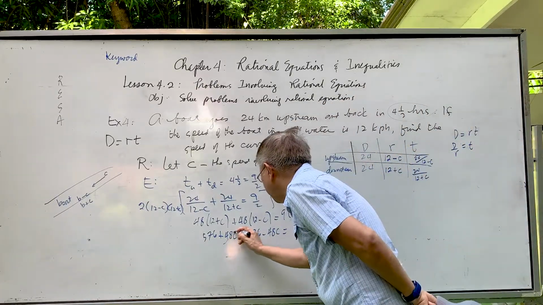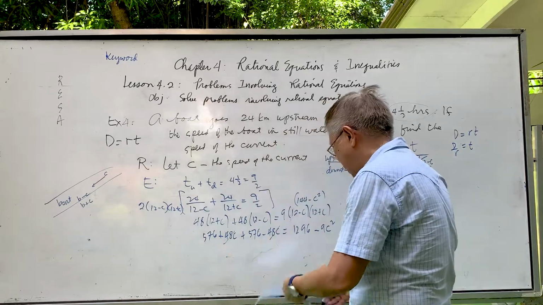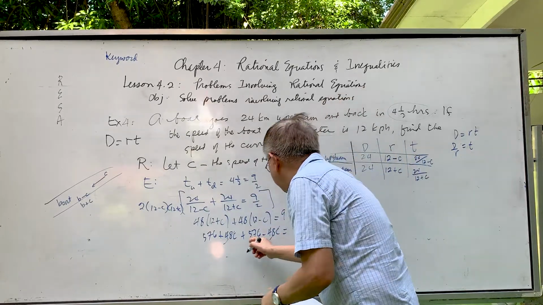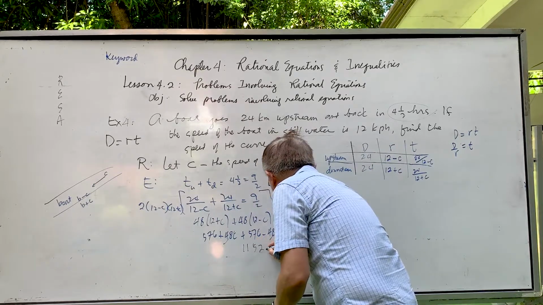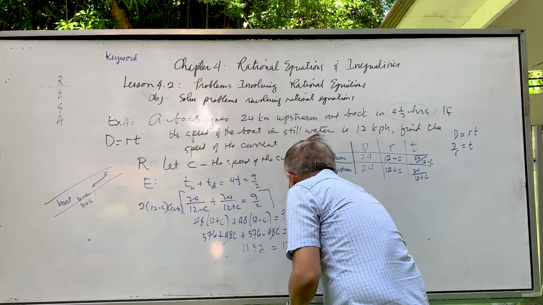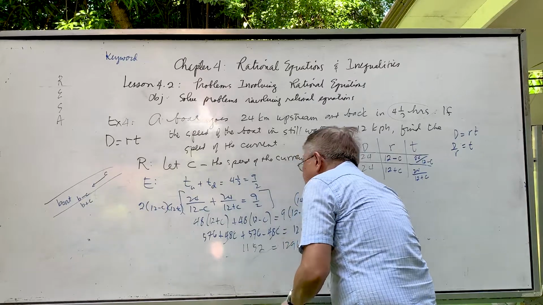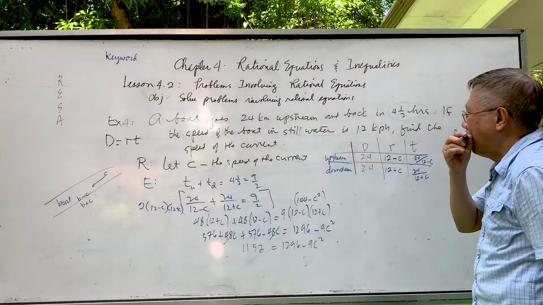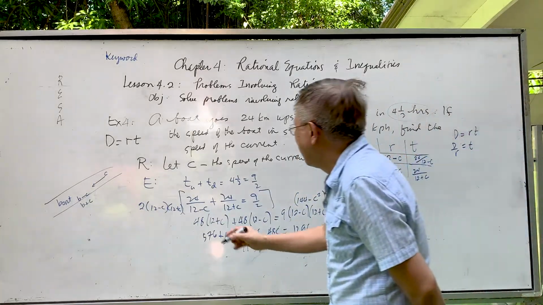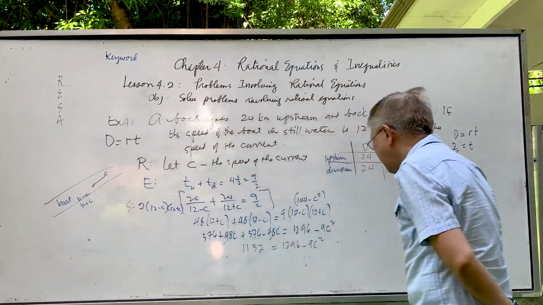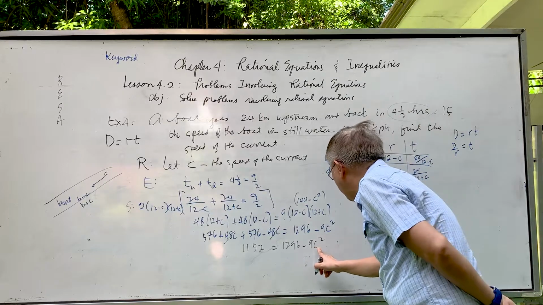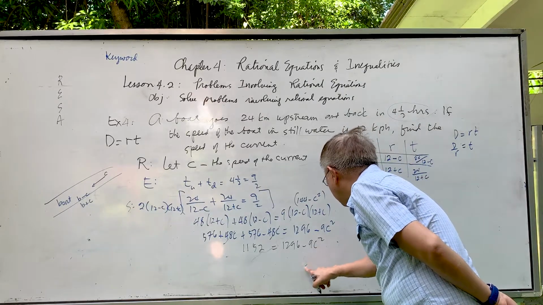Simplifying this, what do we get? I have 48C cancels off with this, and 576 plus 576 will be 1152 equals 1296 minus 9C squared. Okay? So that this will be now my solution here. Okay? Now, I can solve for C. This is a pure quadratic.